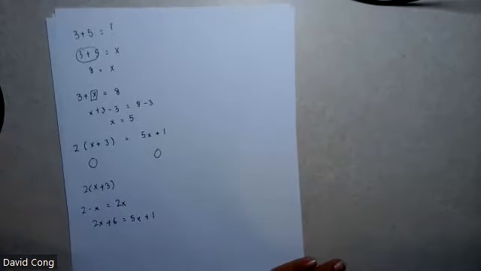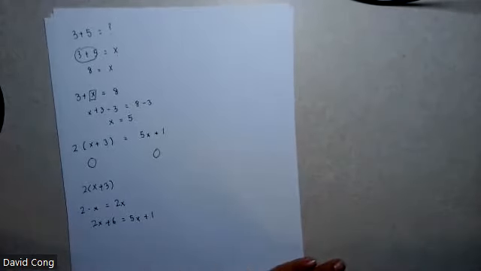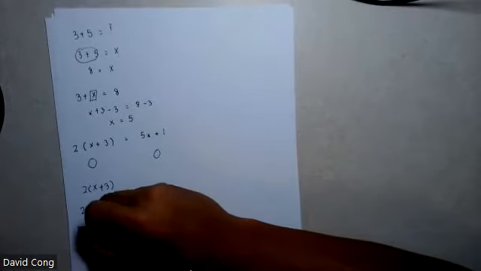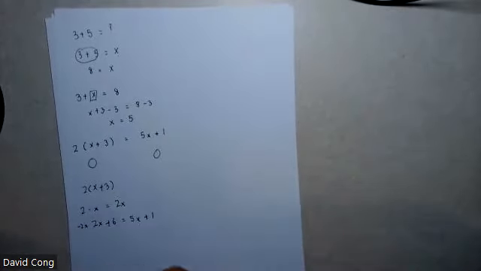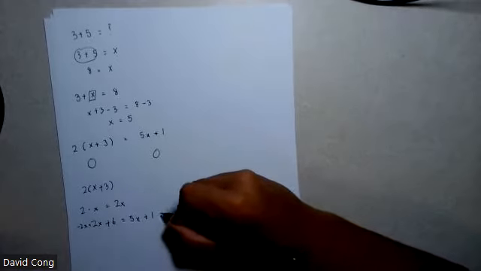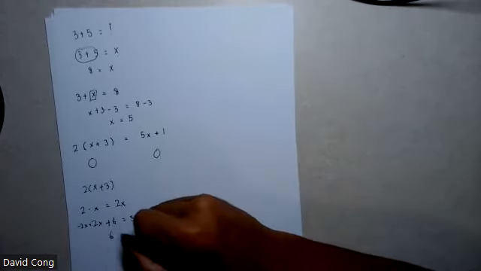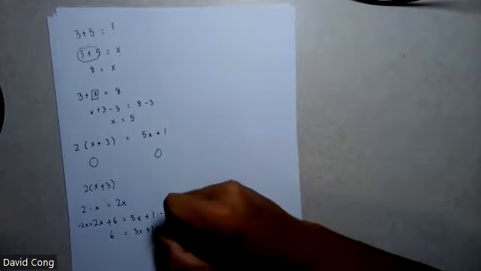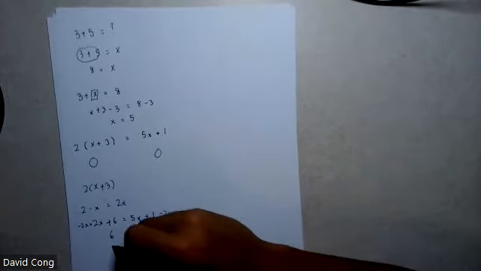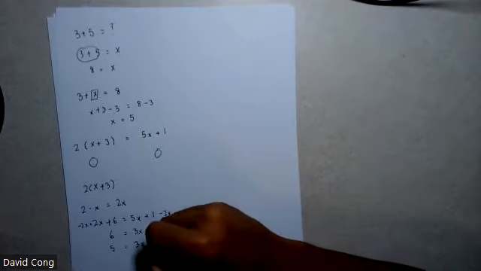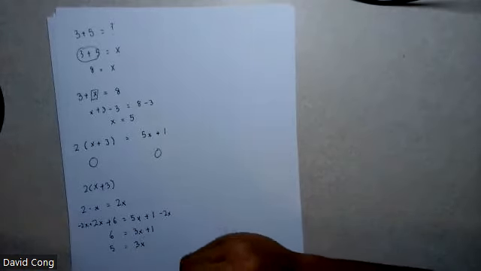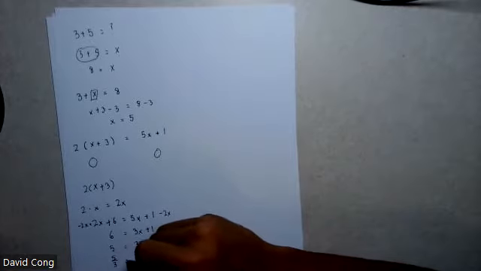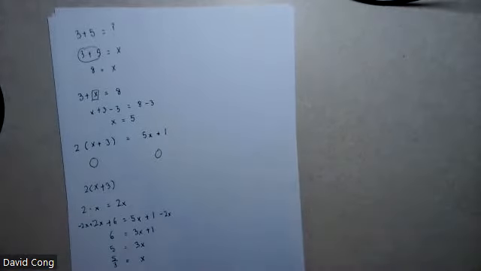And now we want all the x's on one side and all the numbers on the other. So if we subtract 2x from each side, because we can do that, because 2x is just a number, we're left with 6 equals 3x plus 1. And then we want to remove this 1. So we have 5 equals 3x. And then to solve for x, we can divide both sides by 3. So this is how you solve equations with a single variable.